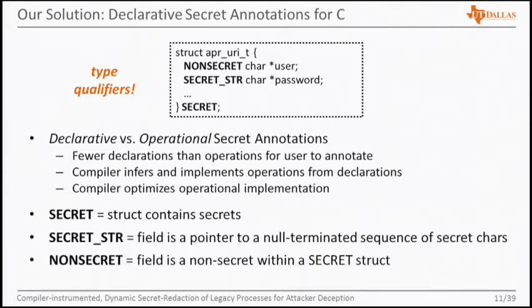Our system provides three simple annotations. So we have a secret annotation that denotes a structure containing secrets. We have a secret string annotation that denotes a pointer to a non-terminated sequence of secret characters, and also a non-secret annotation that is used to exempt some pointers within a secret-containing data structure from being tracked at runtime.